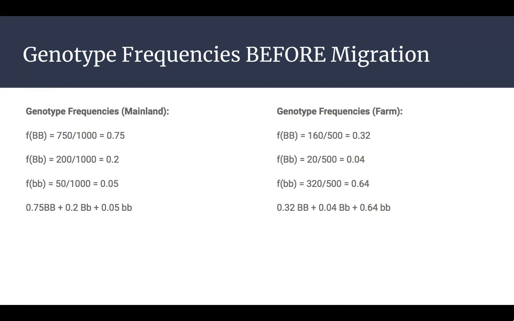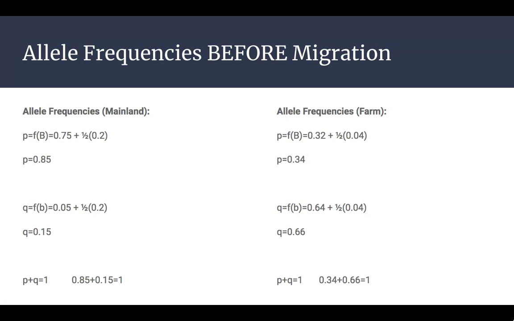We also determined the frequencies of the genotypes the same way for the farm population, and you can see these calculations to the right. To determine the allele frequency of Big B on the mainland, you take the genotype frequency of Big B on the mainland and add half of the Big B frequency on the mainland to determine your p-value. To determine the allele frequency of little b on the mainland, you take the genotype frequency of little b on the mainland and add half of the Big B frequency on the mainland, which determines your q-value. The calculations are provided here. Also provided here are the calculations for the allele frequencies on the farm, which you can calculate the same way.